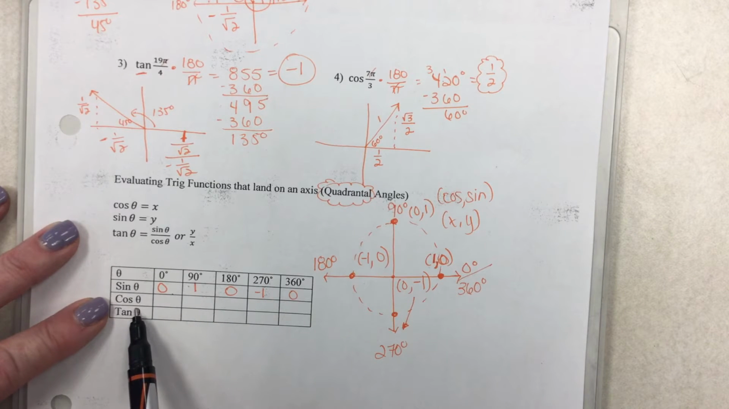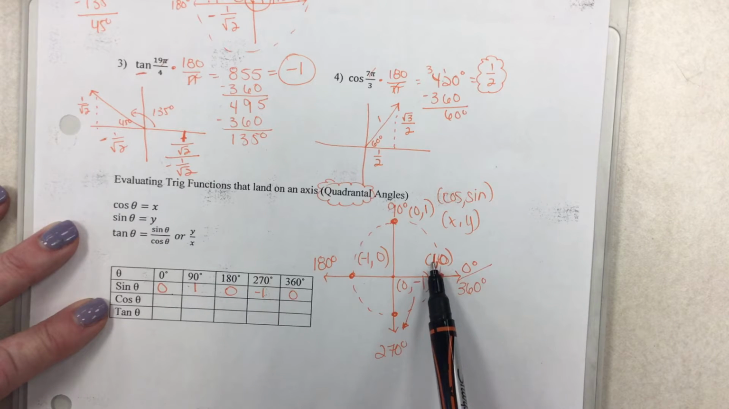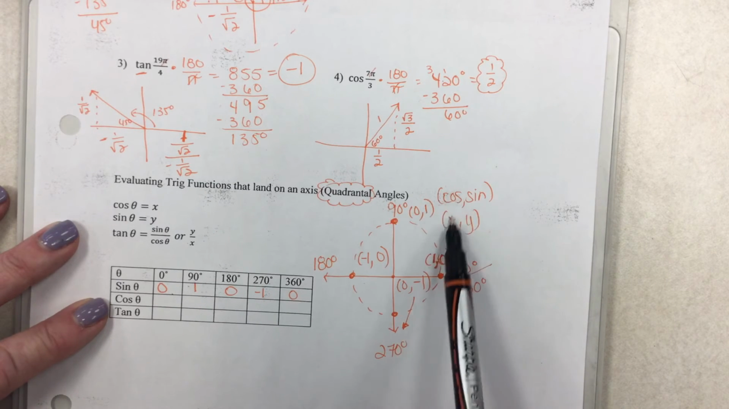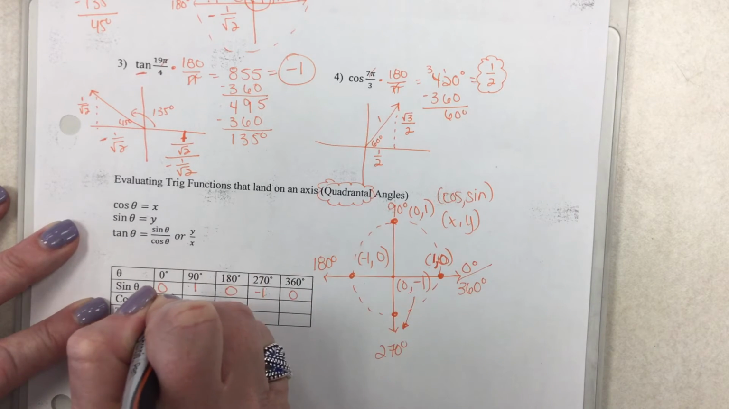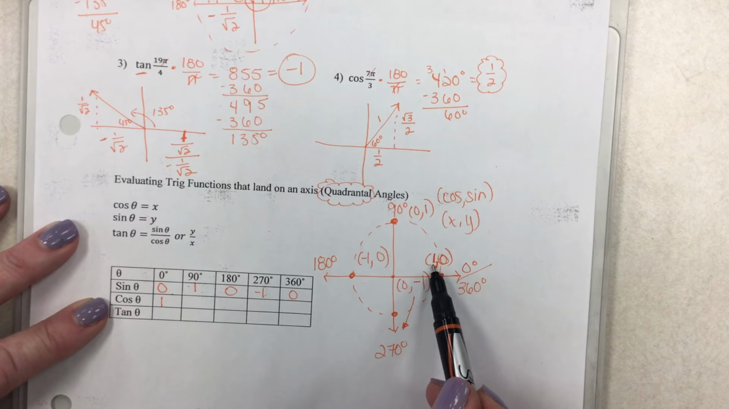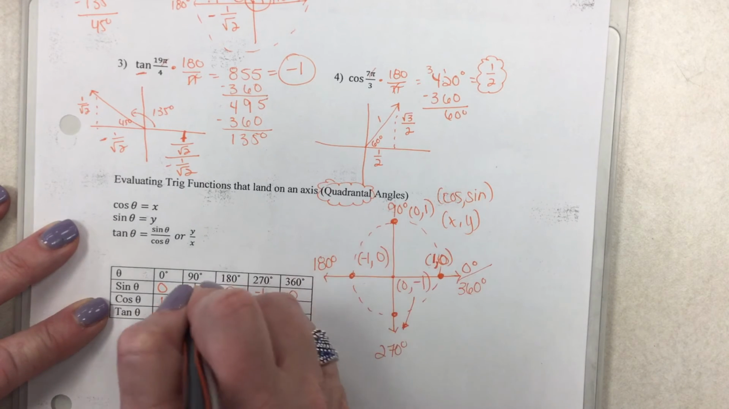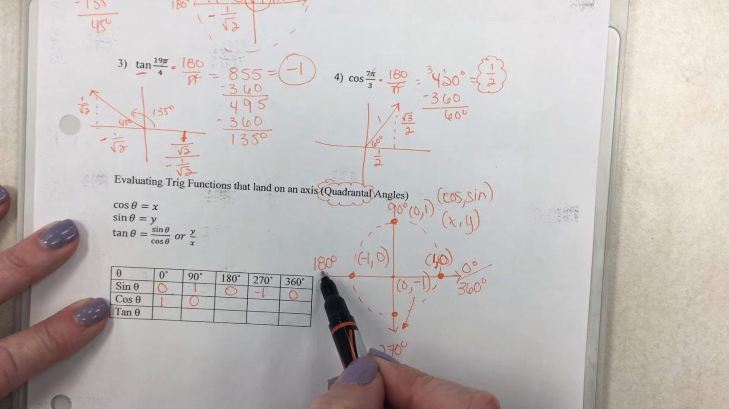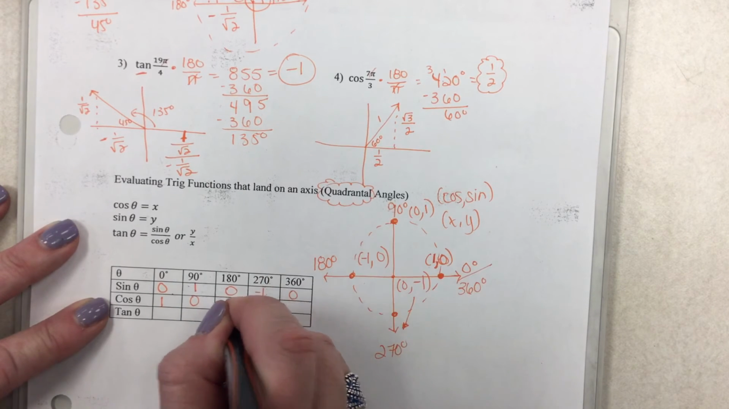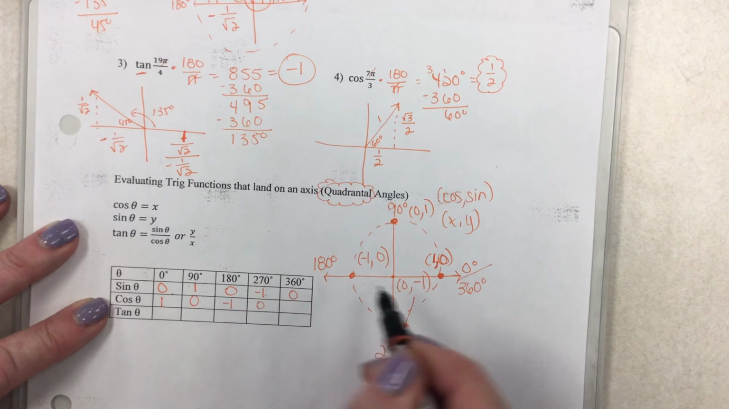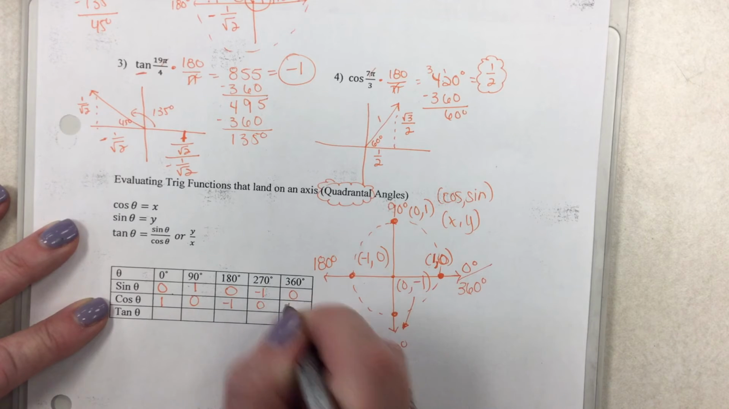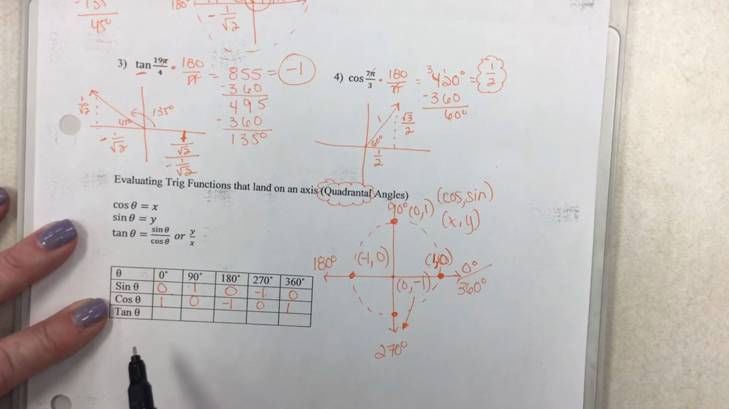Now let's do the same thing for cosine, but instead of looking for the y value, we're going to be looking for the x, because cosine is located in the same position as the x value. So cosine of 0 degrees is 1. Cosine of 90 is 0. Cosine of 180, -1. Cosine of 270, 0. And back to 360, I'm at 1. So same kind of pattern, but just in different positions. 1, 0, -1, 0, 1.